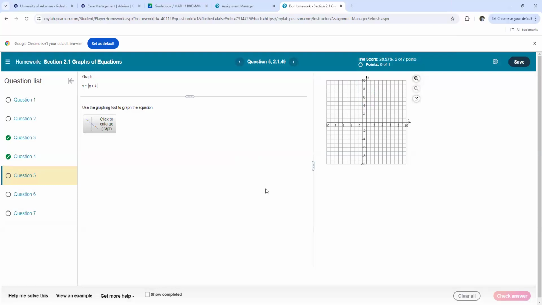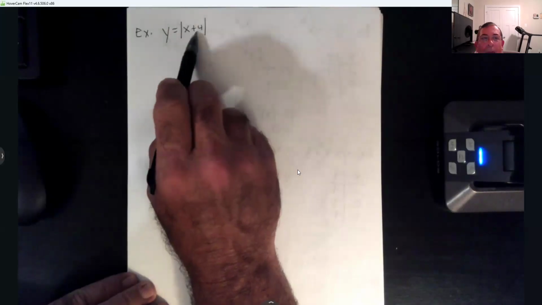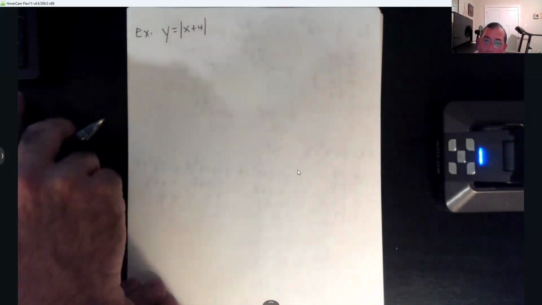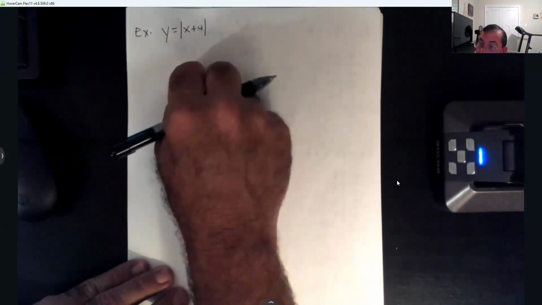What's them bars mean? Absolute value. Absolute value. There you go. So we're doing the absolute value of x plus 4. Now I'm going to say this. Of all the graphs you do today, this is the picky graph.